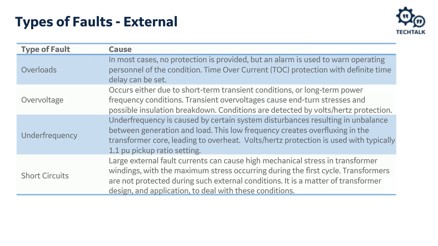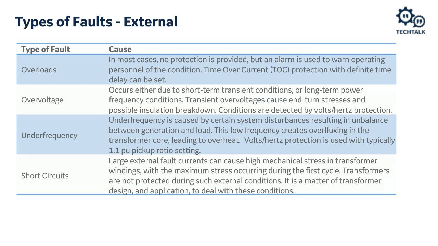We could also have an overvoltage. This might occur due to short transient conditions or extended power frequency conditions. Overvoltages cause stress within the transformer windings, which could cause insulation breakdown. To protect against overvoltages, you could simply use the 59 overvoltage element, or you could use the 24 volts per hertz function, which as a whole looks for overexcitation conditions.